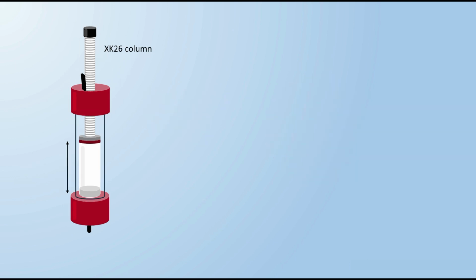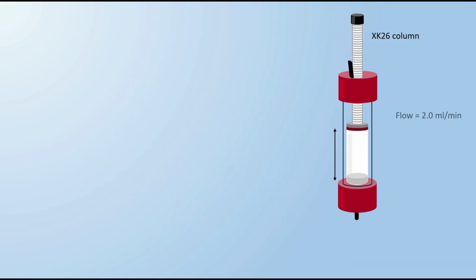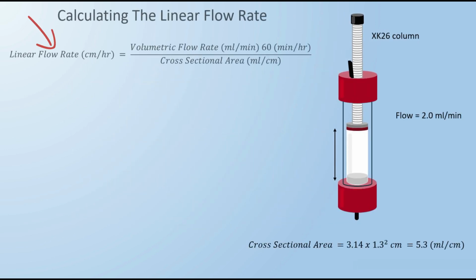So to calculate the linear flow rate from a volumetric flow rate, we multiply mL per minute by 60, the number of minutes in an hour, and then divide by the cross-sectional area in mL per centimeter. This will give us units of centimeters per hour.